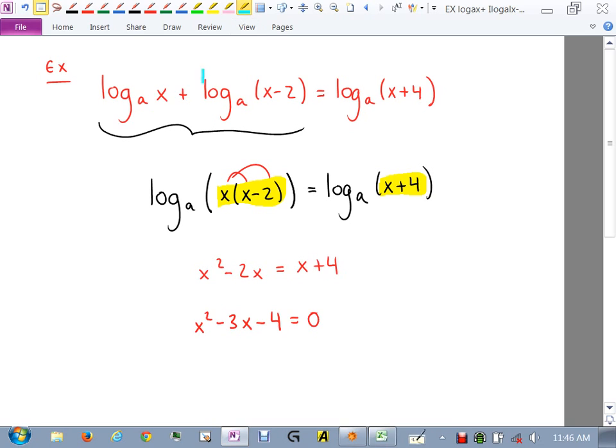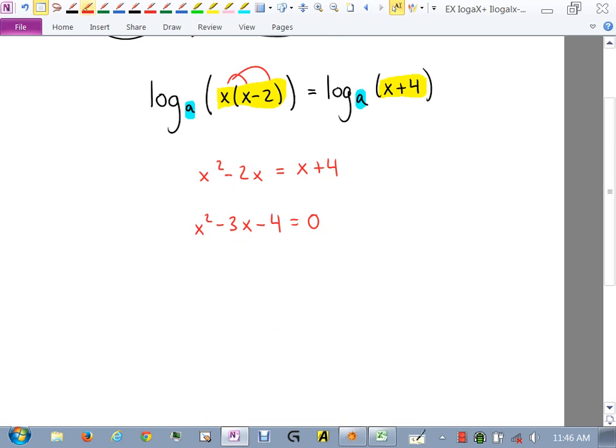Do y'all see that the base being a actually played no part in the problem? Didn't matter what the base was? Because once I got it to here, it didn't matter. Well, they had to be the same base, but after that, the log's gone. So we never had to do a to anything. So it just works out.